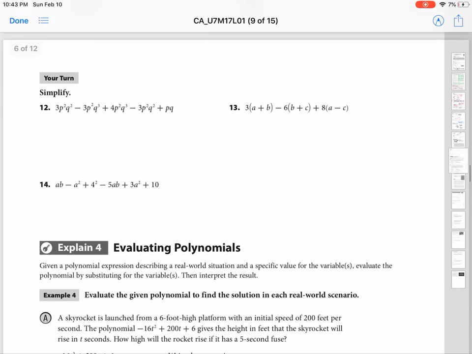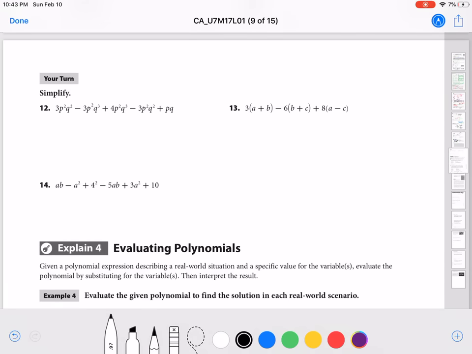So we are actually going to go to page 810. I just want to do one with you guys. And so we are going to look at 14. Okay, so the first thing I do is I say, okay, I have an AB. I have another AB term here. I have a squared. I have another a squared here. I have a constant, and I have a constant here. I recognize that 4 squared is 4 times 4, which gives me 16.